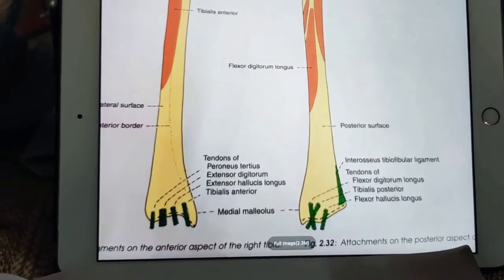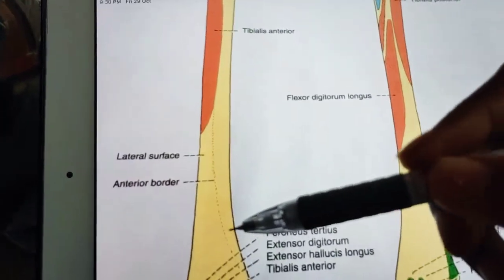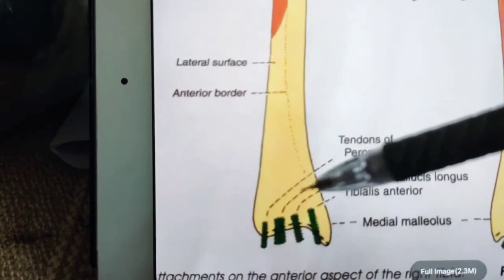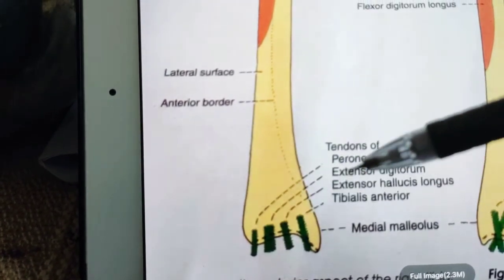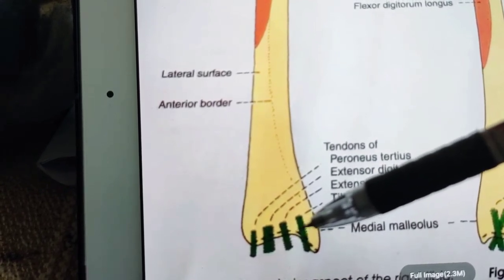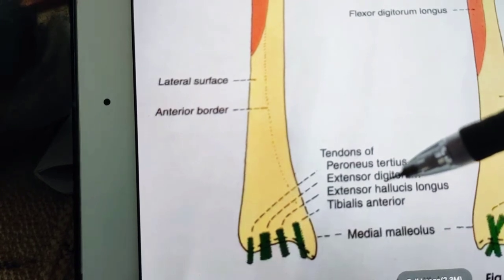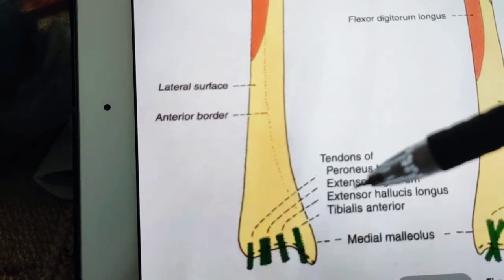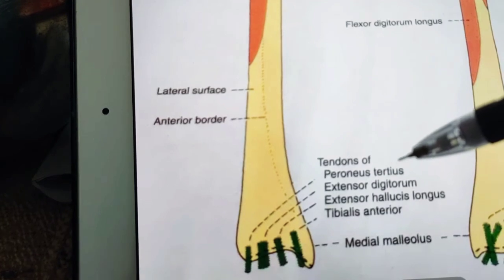Next, coming to relations of tibia. The lower part of anterior surface of shaft and anterior aspect of lower end are crossed from medial to lateral side by tibialis anterior and extensor hallucis longus, anterior tibial artery, and also the deep peroneal nerve, and also the extensor digitorum longus and the peroneus tertius.